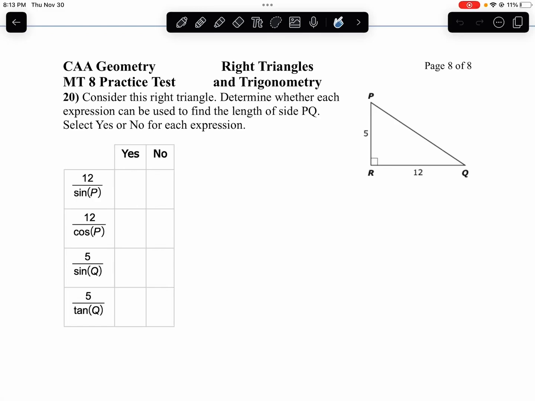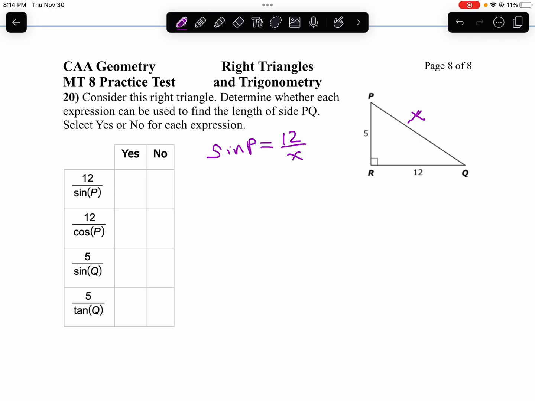Okay, on our last problem, we want to find which expressions we can use to find PQ. So I think what I'll do here is I'll label PQ as X, and then I'll solve each one for X. The first one, sine of P. So if I go with the sine of P, that would equal the opposite, which is 12, over X.